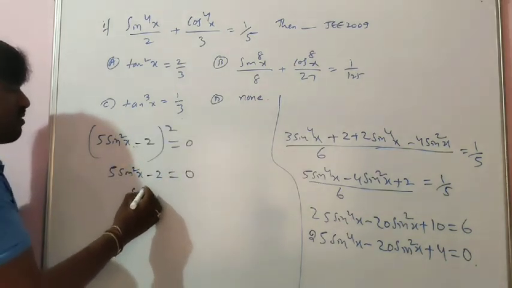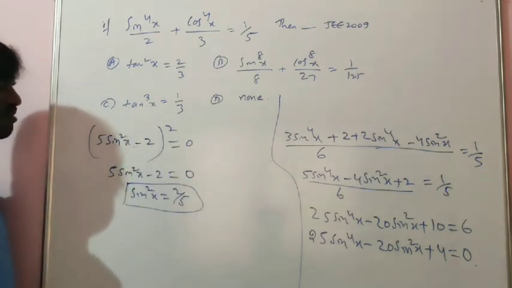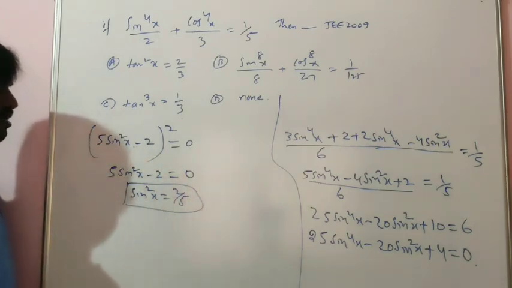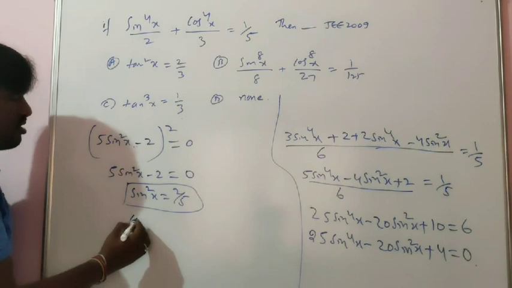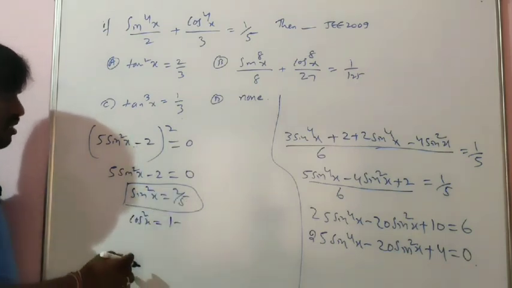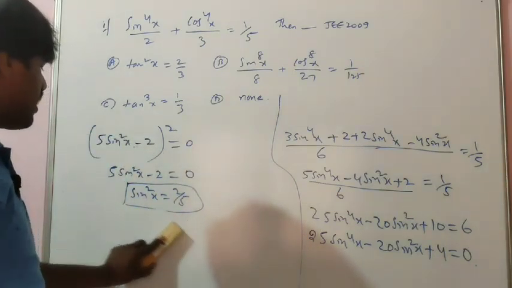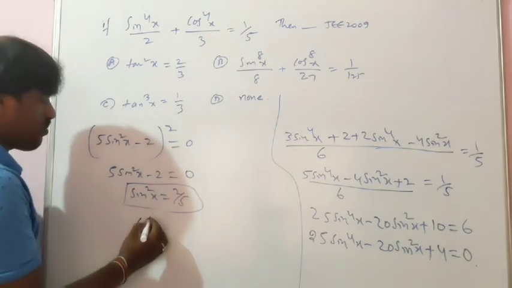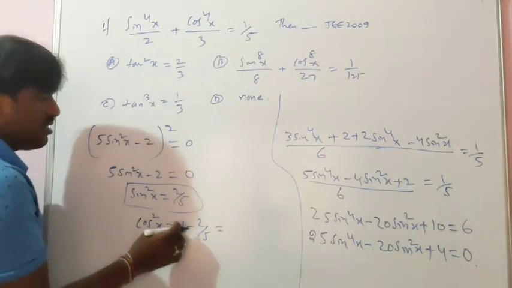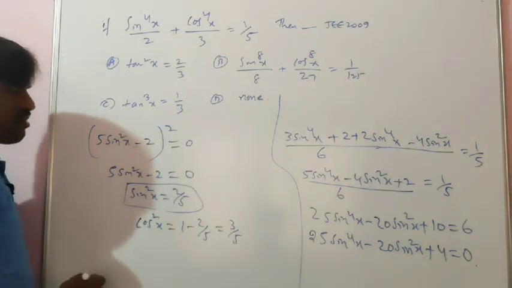So sin square x is equal to 2 by 5. Then what will be cos square x? Cos square x is equal to 1 minus sin square x. Since sin square x is 2 by 5, cos square x is equal to 1 minus 2 by 5, that is 5 minus 2, that is 3 by 5. So cos square x is 3 by 5.